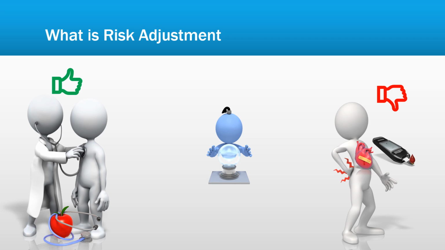But there are those who maybe have chronic conditions, may have conditions that could lead to an acute condition such as heart disease, etc., diabetes, diseases that can progress. And so that person would be higher risk.